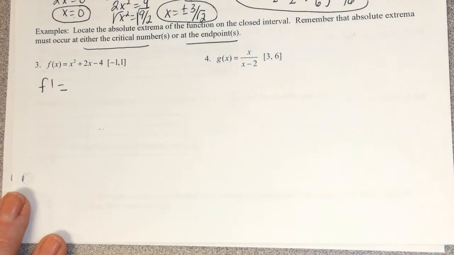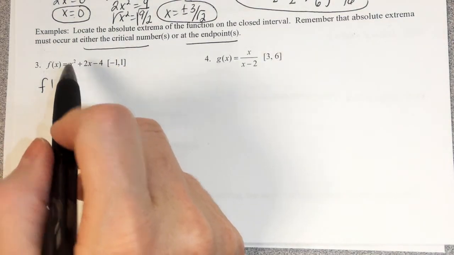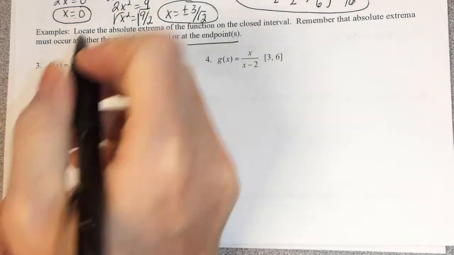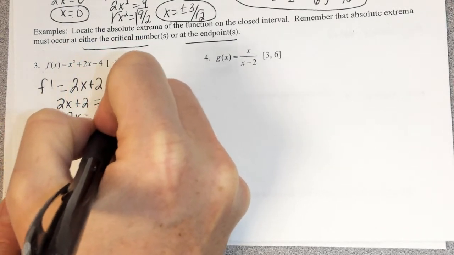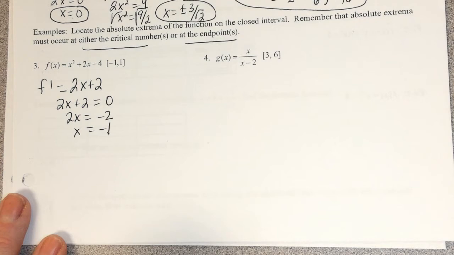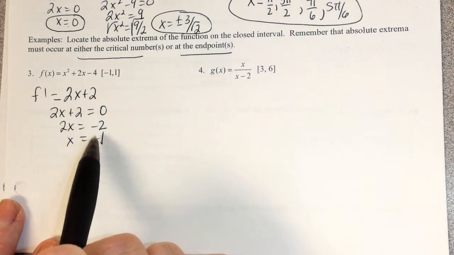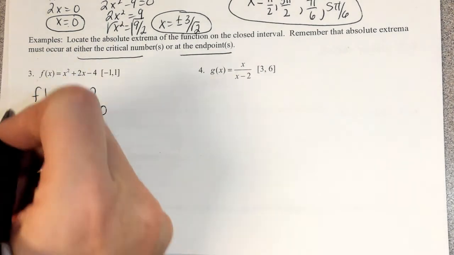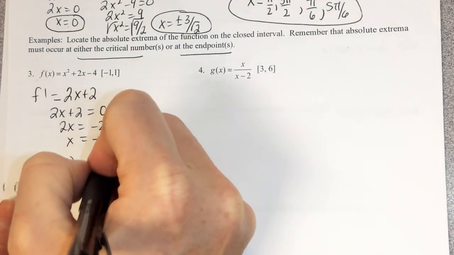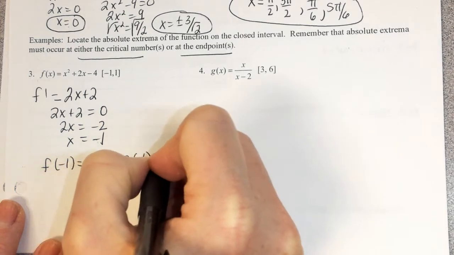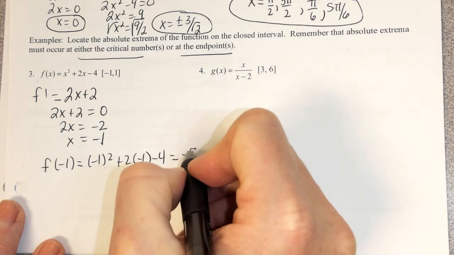So derivative here. What's the derivative of this going to be, Madison? All right. So we're going to set that equal to 0. Solving that, I get x equals -1. Now, this is asking me to actually find the extrema. So to find the extrema, I have to plug this back into the function. So I'm going to find f of -1. So that means I'm going to do -1 squared plus 2 times -1 minus 4. So that's 1 minus 2, that's -1 minus 4 is -5.